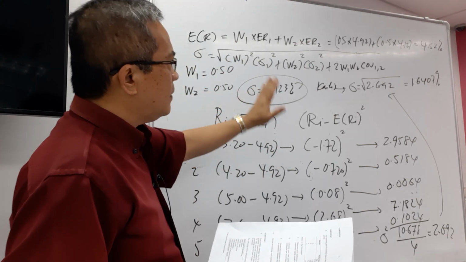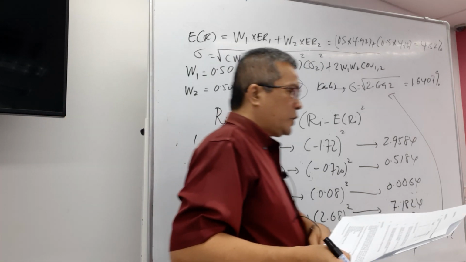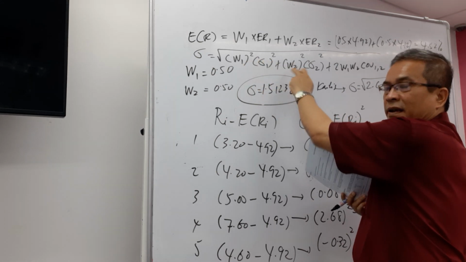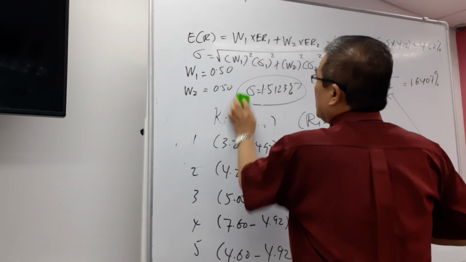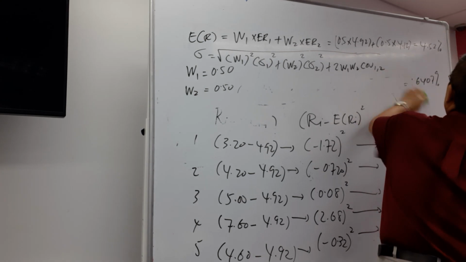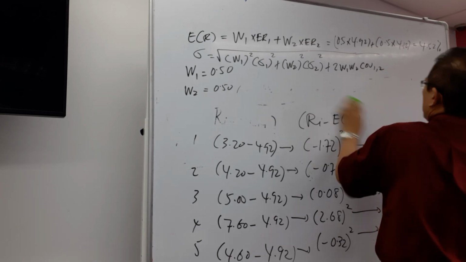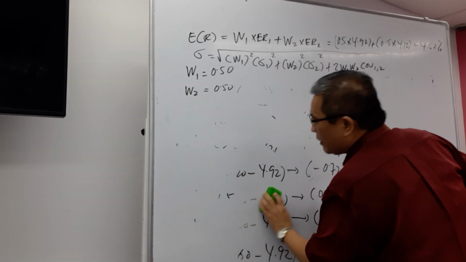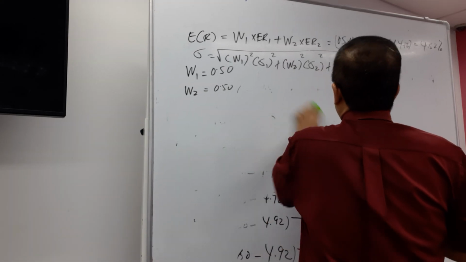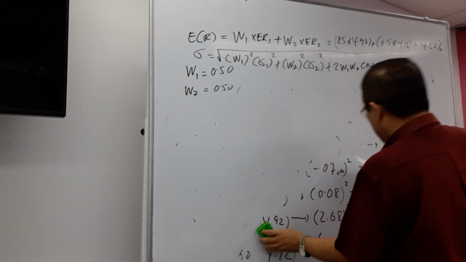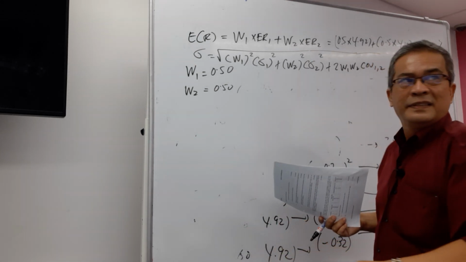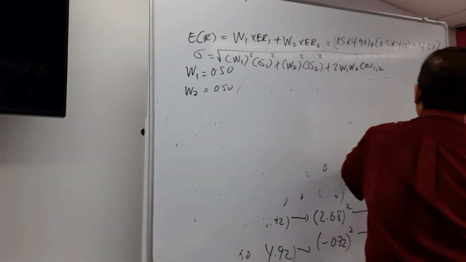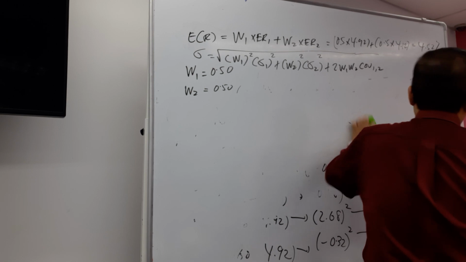Once you have all the needed information, your job is very simple. All you need to do is plug in the numbers to get the standard deviation of the portfolio. However, there's another thing that you need to calculate, that is the covariance.